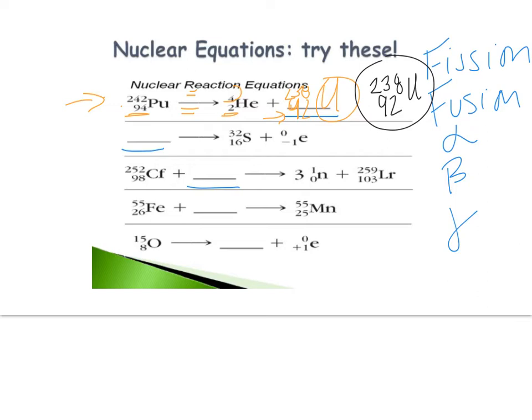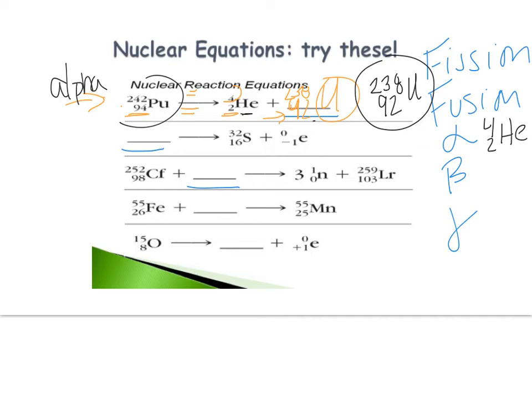And then I want to identify that as either a fission, fusion, alpha, beta, or gamma reaction. And so what we're looking for are some clues. So I have only one thing on the left, and it splits apart into 2 different things, this helium and this uranium. But we need to remember that helium is the same thing as an alpha particle. And so this is actually going to be alpha decay.